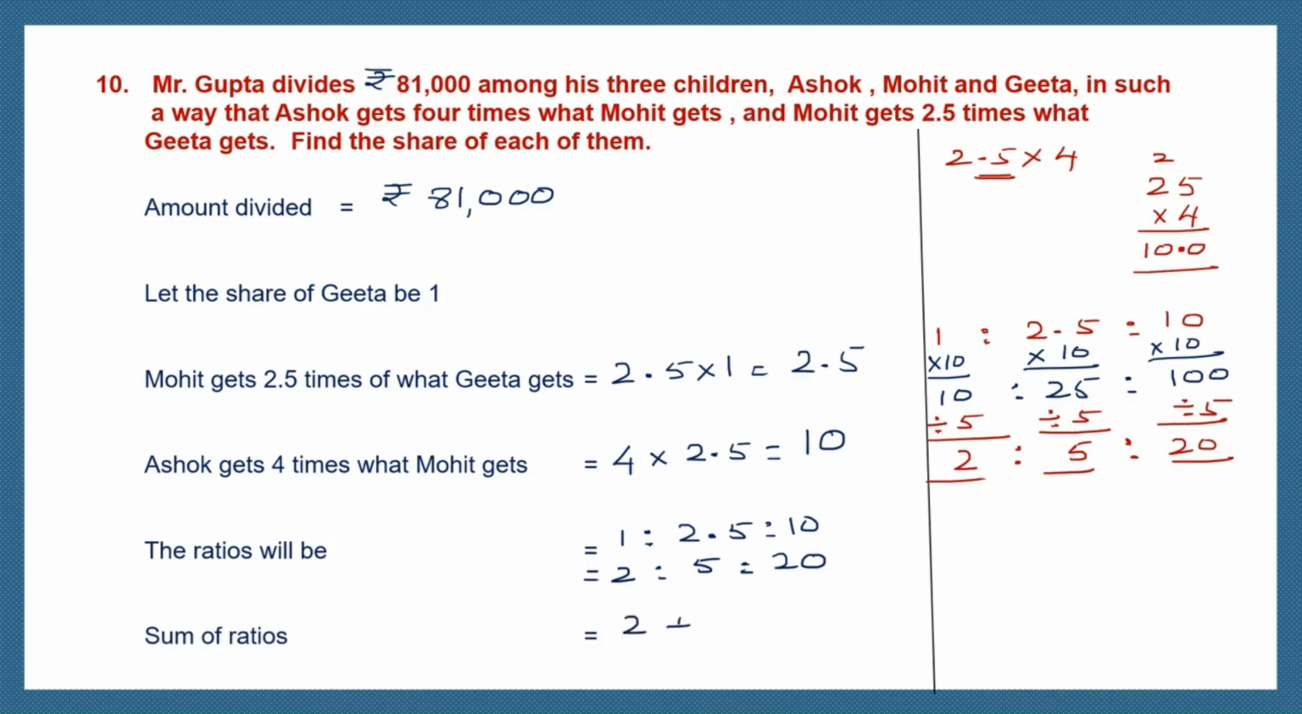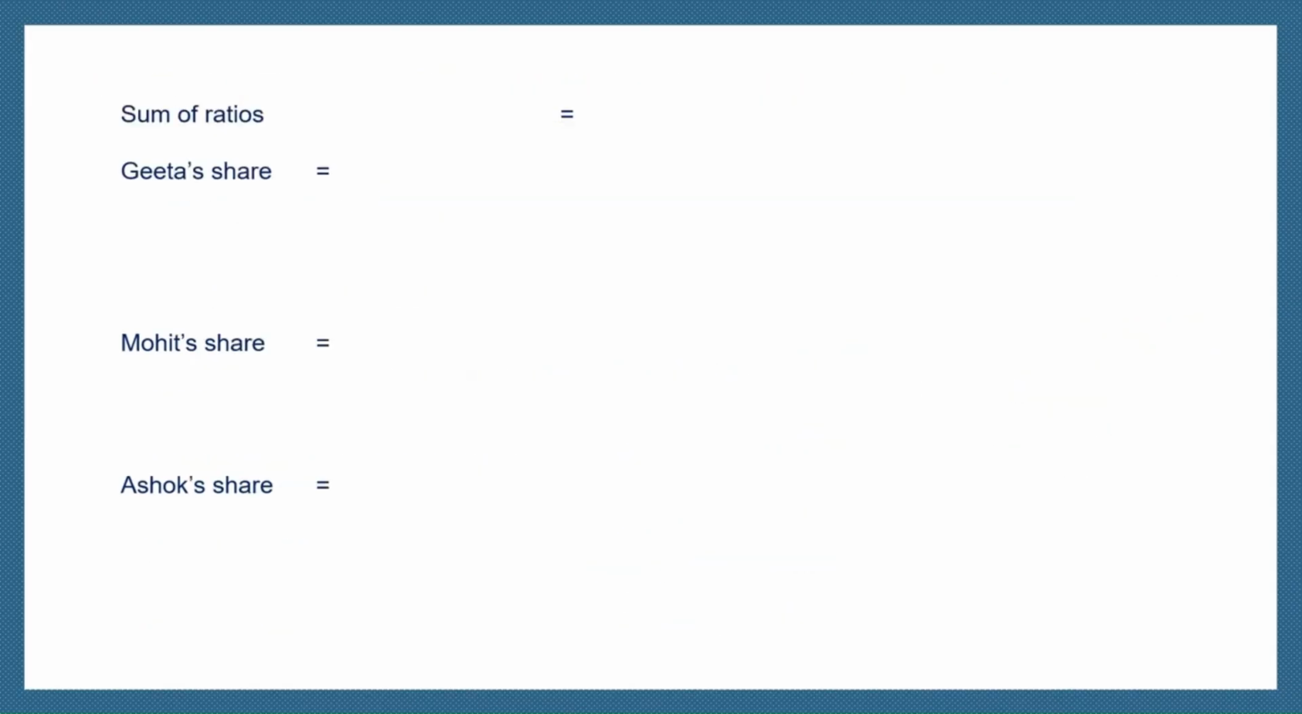Now I need to find the sum of the ratios. So that will be 2 plus 5 plus 20. 2 plus 5 is 7. 7 plus 20 is 27. The sum of the ratios is 2 plus 5 plus 20, which makes it 27. So Geeta's share will be 2 by 27 into 81,000 rupees. So let's cancel.